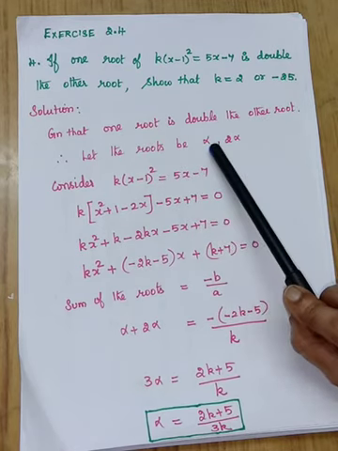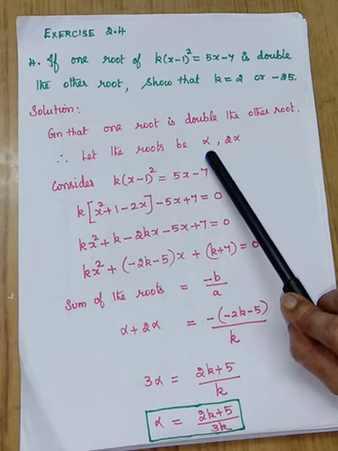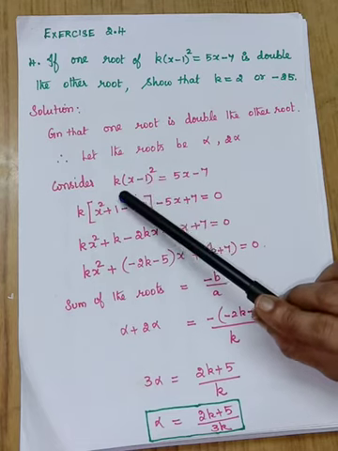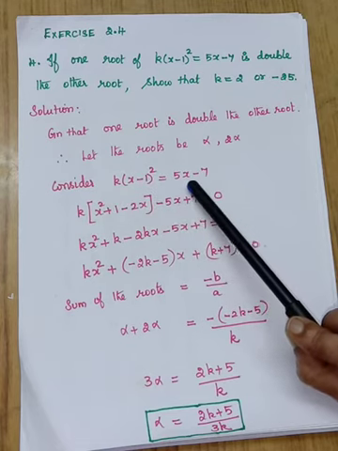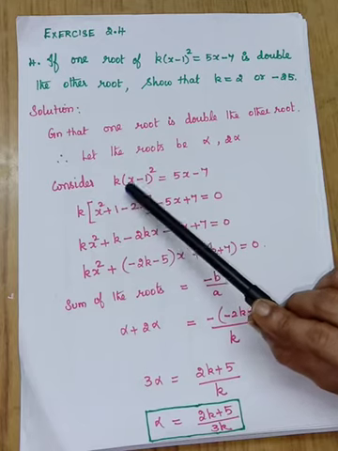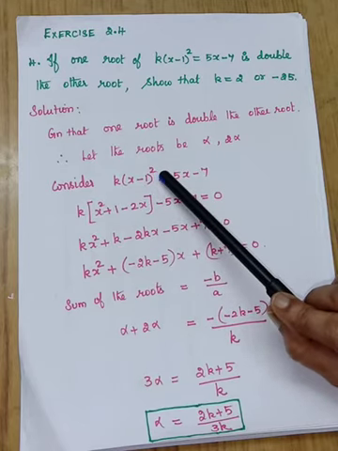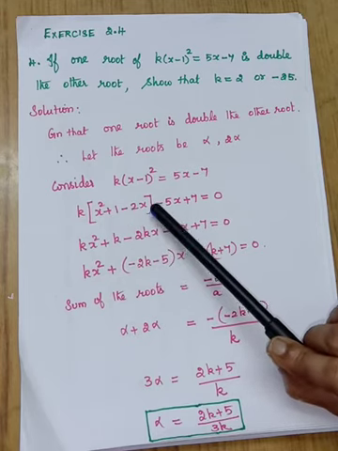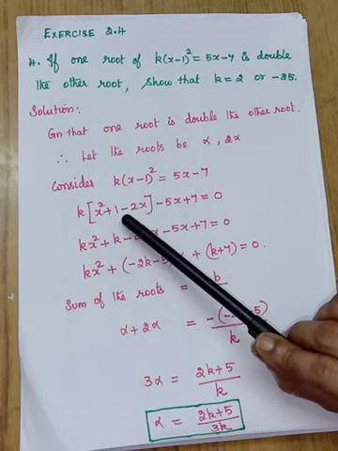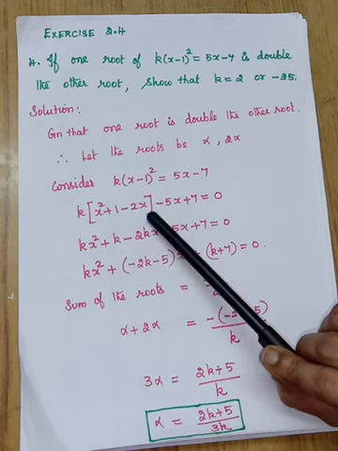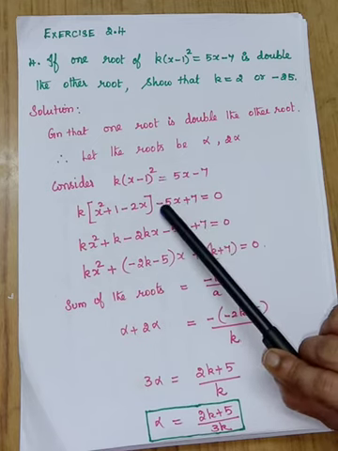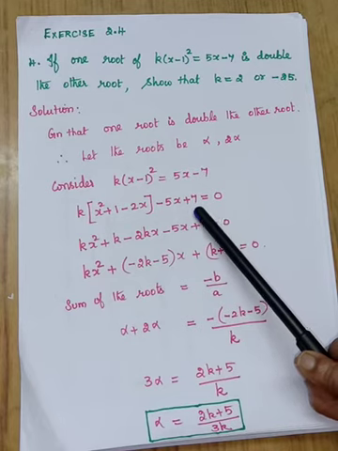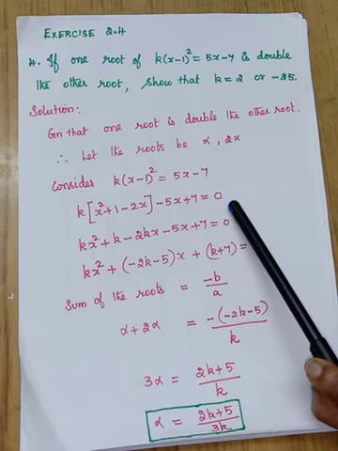First I'll take the first root as alpha. So what will be the second root? It is 2 alpha. Consider the equation k(x − 1)² = 5x − 7. It is in the form (a − b)², so it is a² + b² − 2ab. So here you will have x² + 1 − 2x. Bring this 5x to the left side as −5x, and −7 becomes +7, so that is equal to 0.